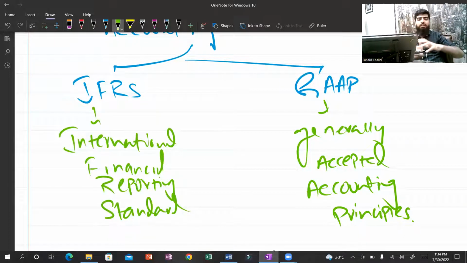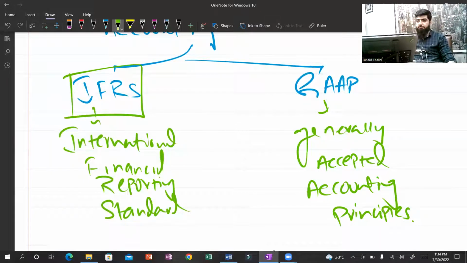The majority of the countries in the world follow IFRS, that is International Financial Reporting Standard. Some countries do follow Generally Accepted Accounting Principles. Sir, is there any difference between these two? Yes, there are some differences. There are some contradictions between IFRS and generally accepted accounting principles. But the majority of the world follows IFRS, and in ACCA we are also here to study IFRS.